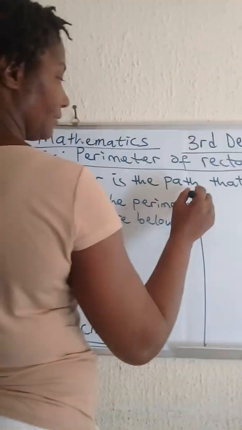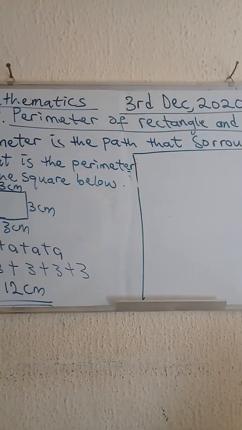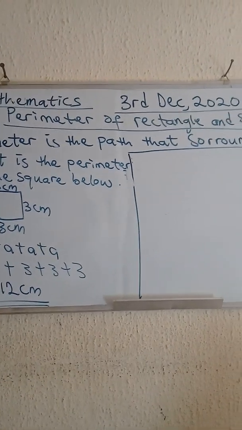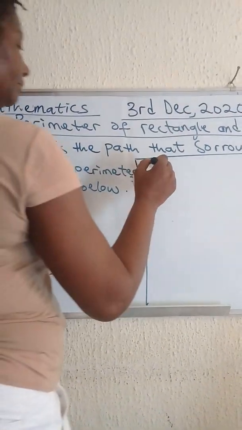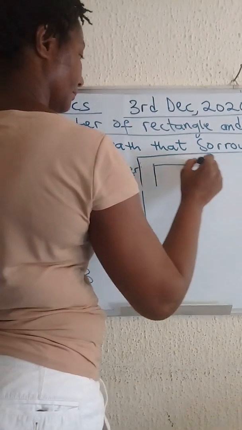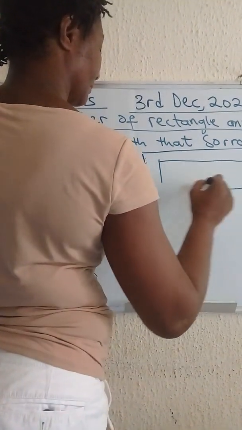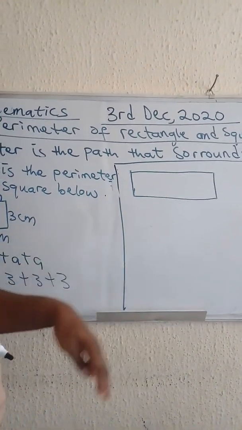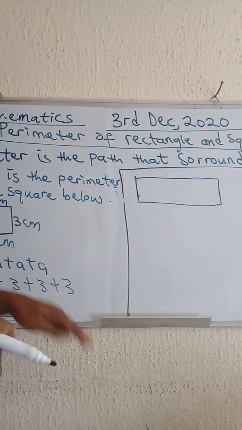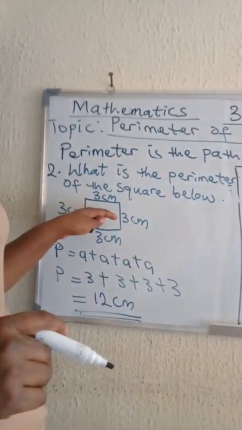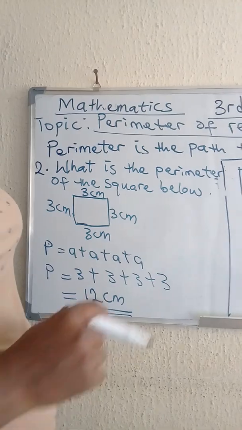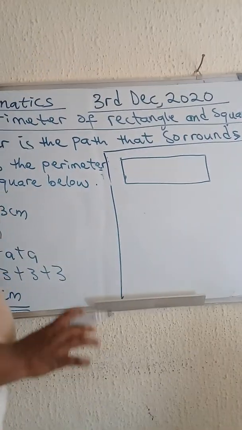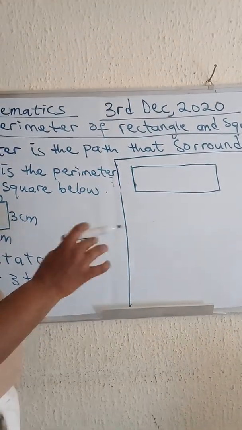Perimeter of rectangle. This is a rectangle. And when you look at this rectangle here, the 4 sides are not equal. Like the square we have here, we say the 4 sides are equal. As you can see, this one is opposite. The 4 sides are not equal.